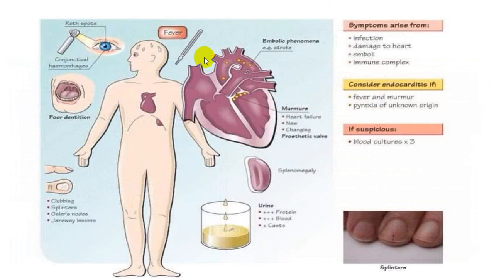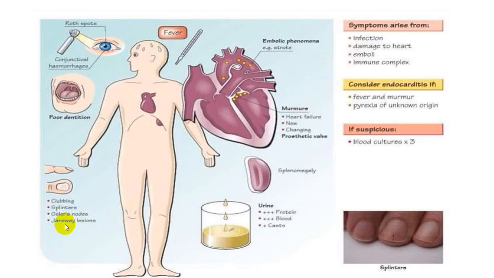We'll show you some of the diagram. This is splinter hemorrhages, small reddish spots in a nail bed. You will have a Roth spot. You will have a conjunctival hemorrhage. You will have poor dentition, clubbing, splinter hemorrhage, Osler's nodes and Janeway's nodes.